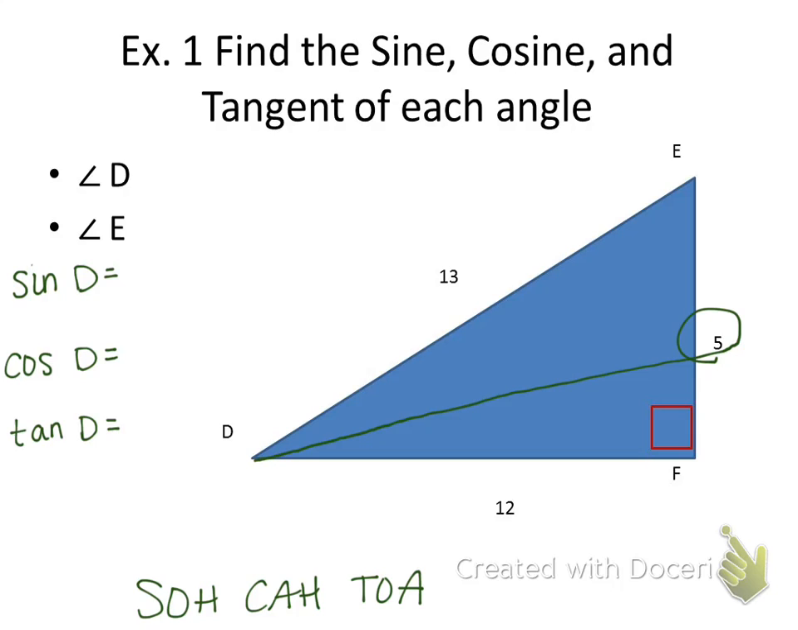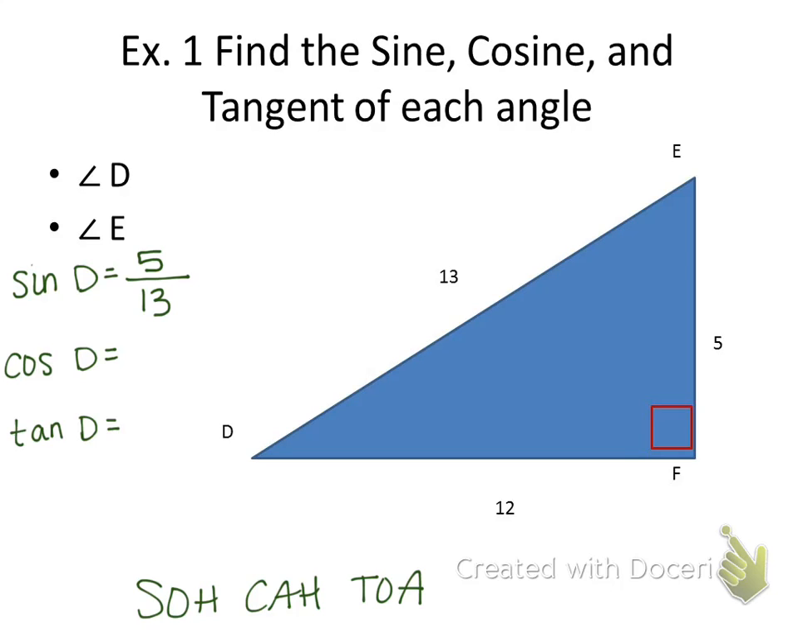5. So it's always going to be the number. So 5, that's our opposite, over hypotenuse. Which one of these sides is the hypotenuse? 13. Can I simplify 5 over 13? Nope. There's my answer. Now let's find the cosine.